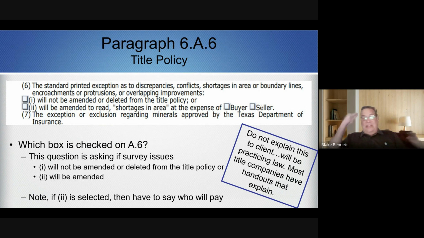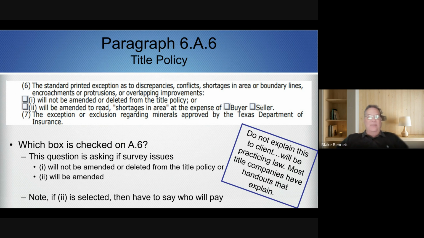This part, 6A6. Whenever I've talked to TREC, I've talked to the former chair of TREC, I've talked to the lead attorney at TREC, and I've asked about this part of the contract, 6A6. Everybody up in TREC has said, even right down to their lawyers, do not try to explain this to a client. This part of the contract, if you try and explain it to a client, you're going to be practicing law. Do not. Most title companies have a short little one-page handout on what 6A6 means.